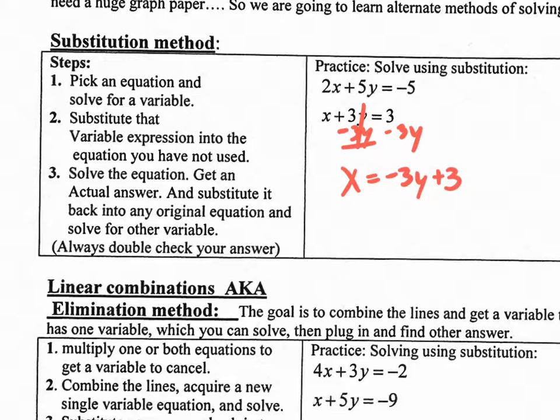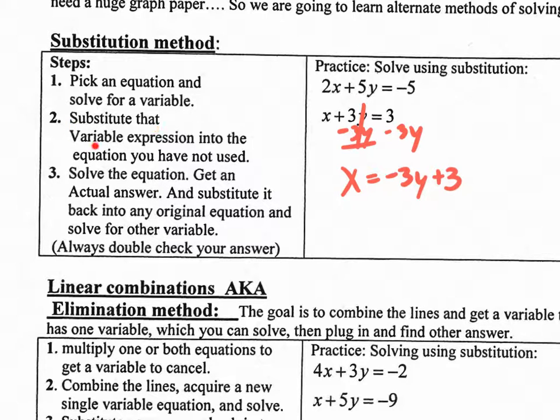Okay? So again, step 1 is to pick an equation. You could have picked the top one and solved for x or y. You could have picked the bottom one. You could have solved for y, but then again, there's more work. So always think about what's the quickest, easiest way to do it. So that was step 1.